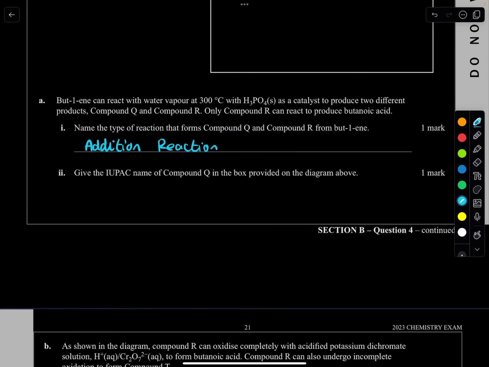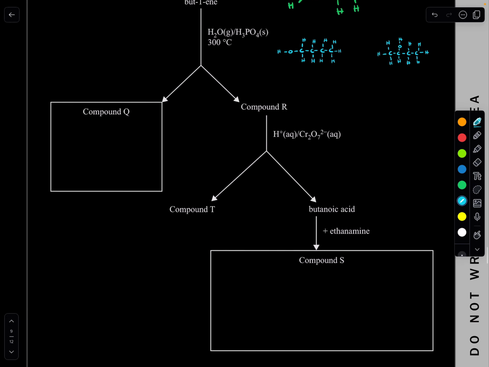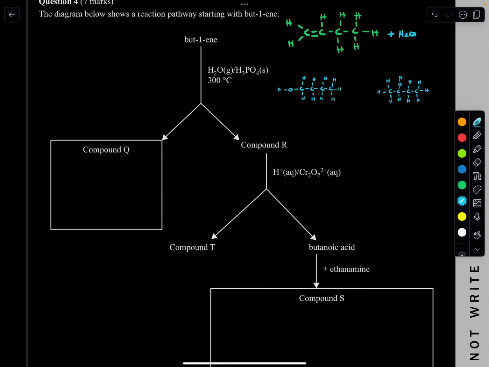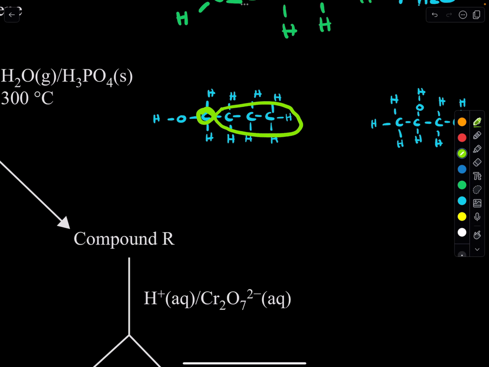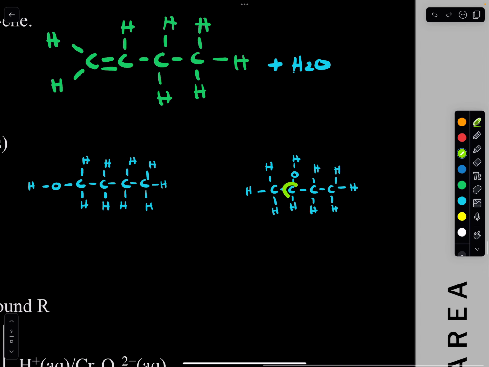Give the IUPAC name of compound Q in the box provided in the diagram above. All right, so compound Q. Compound R in the long term forms butanoic acid. And now remember, butanoic acid can only be formed by this one here. Why? Because it is a primary alcohol. So when you react with this, it becomes acidic, and it's at the end. Can you see how it's a primary alcohol? Looking at this carbon here, it only has one alkyl group. Whereas this carbon here, where the O is bonded, has these two here. So it's a secondary alcohol.